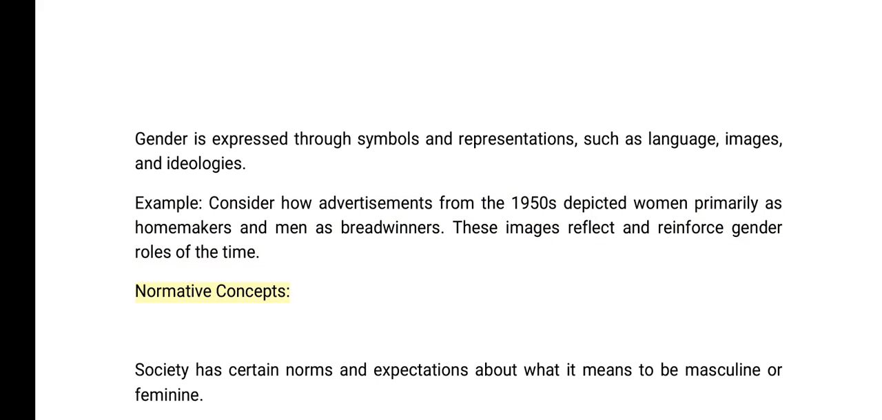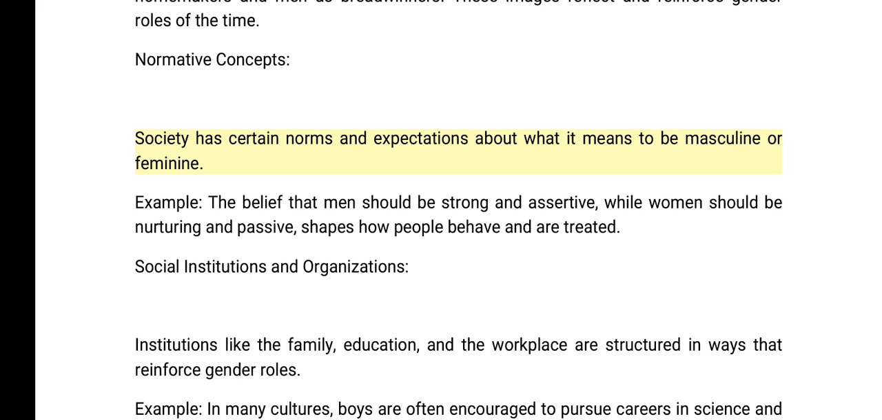Normative concepts. Society has certain norms and expectations about what it means to be masculine or feminine. Example: The belief that men should be strong and assertive, while women should be nurturing and passive, shapes how people behave and are treated. Social institutions and organizations.